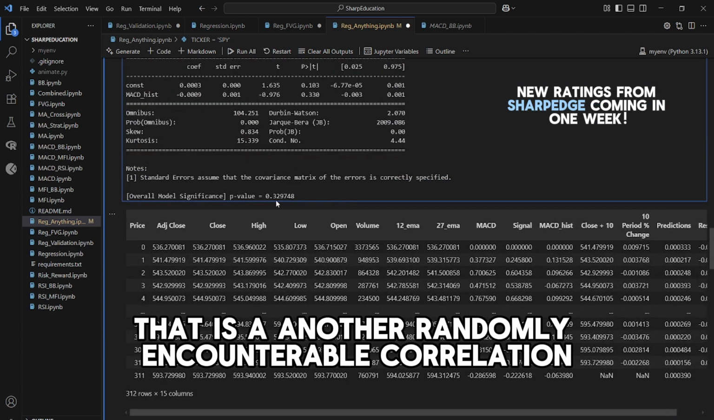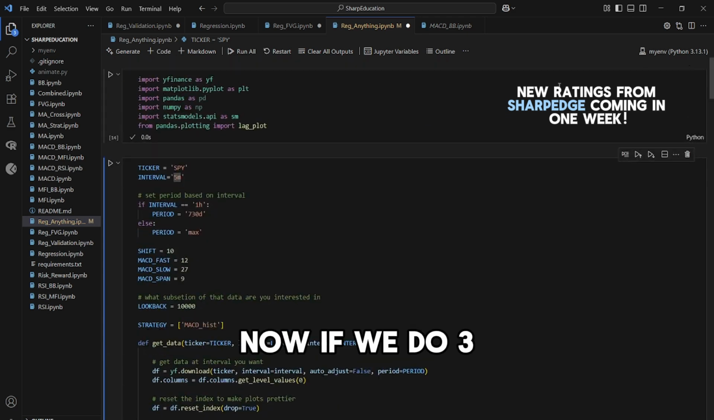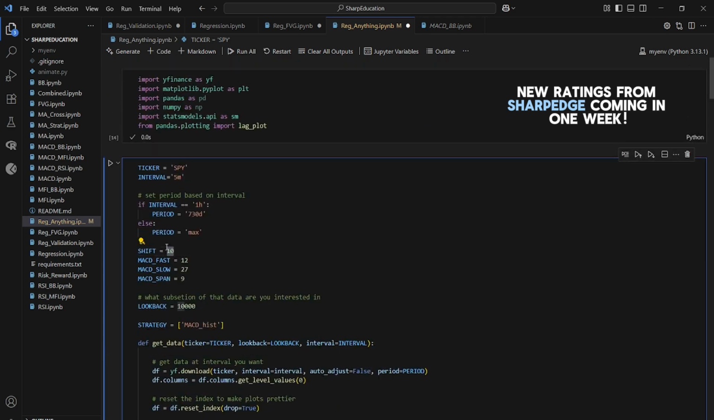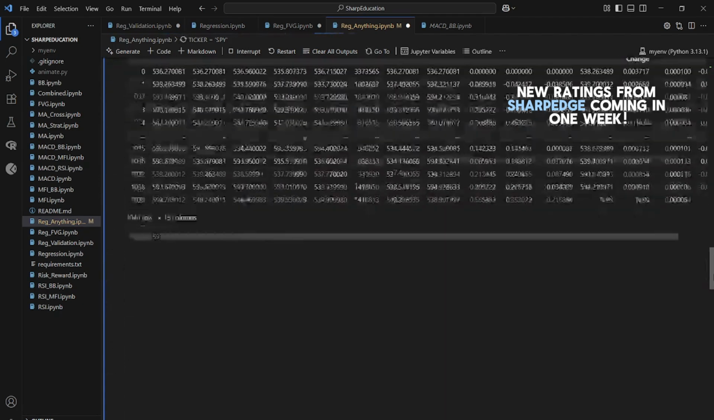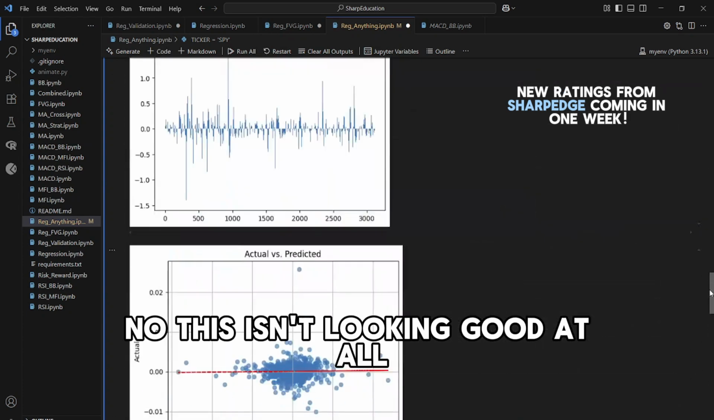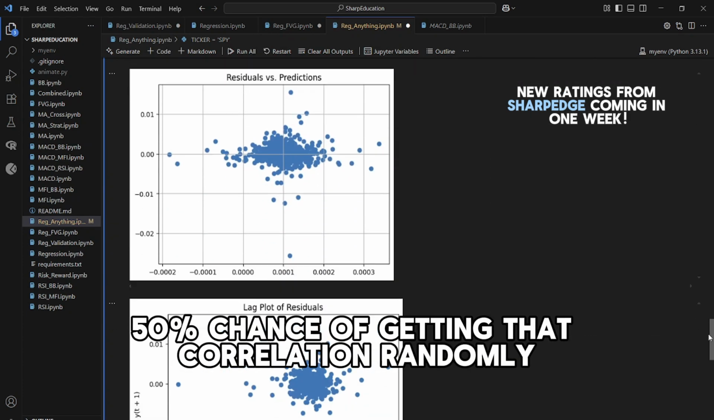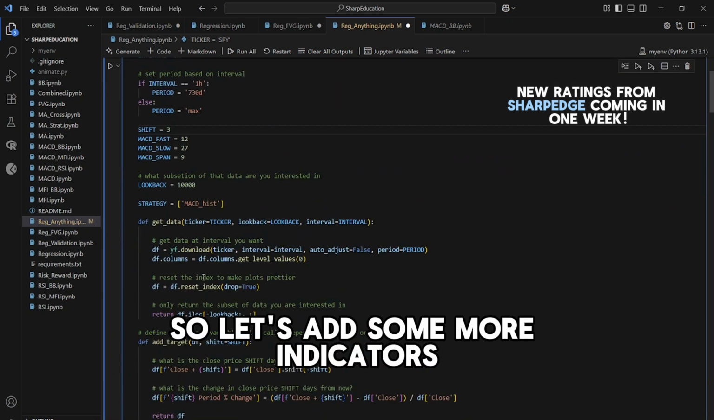That is another randomly encounterable correlation because we have such a small sample size to work with now. If we do 3 minutes, is there a relationship between MACD and 3 minutes? No, this isn't looking good at all. 50% chance of getting that correlation randomly. Not what you want. So let's add some more indicators.